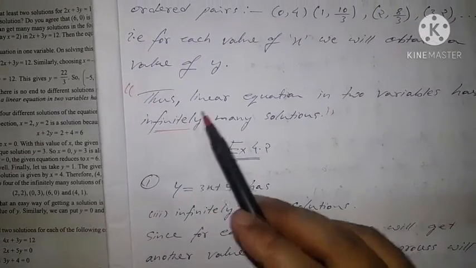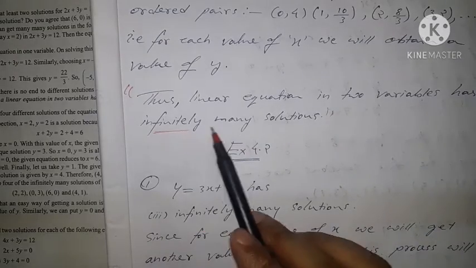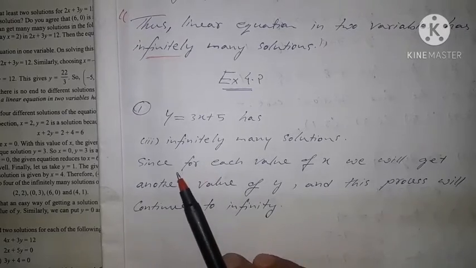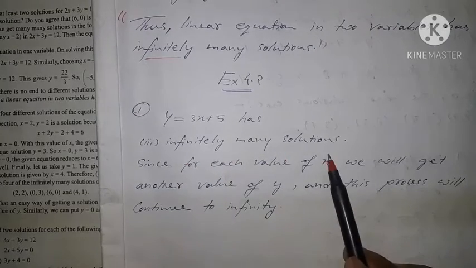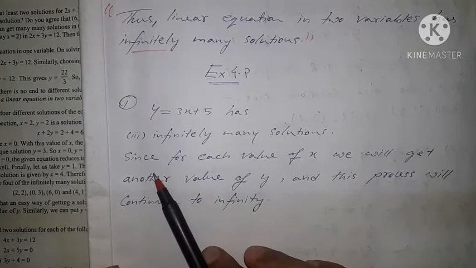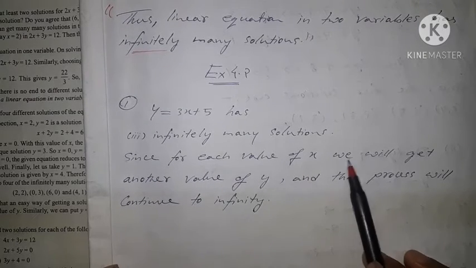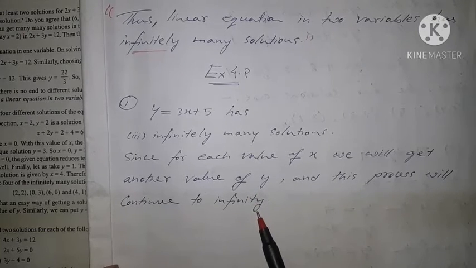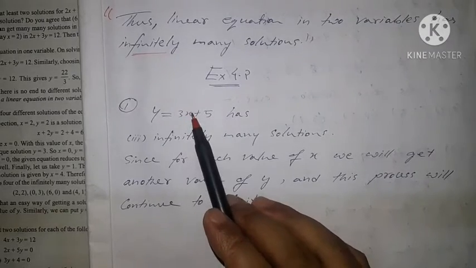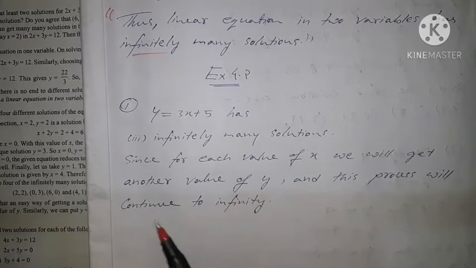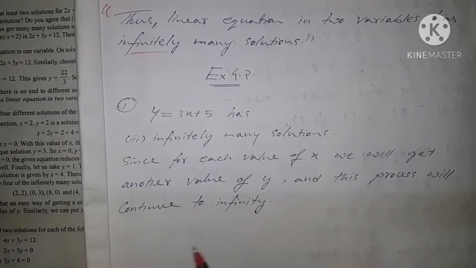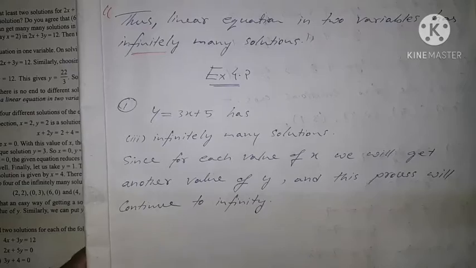So in the last class we have already discussed that a linear equation in two variables has infinitely many solutions. So for this question the correct option will be option 3, that is infinitely many solutions. And the reason is that for each value of x we will get another value of y, and this process will continue to infinity. If we put any value of x, we will get another value of y, and this process will not end. So hence we will get infinitely many solutions.